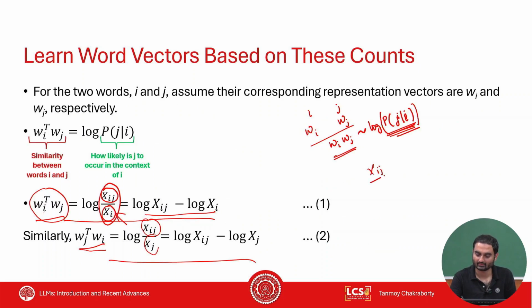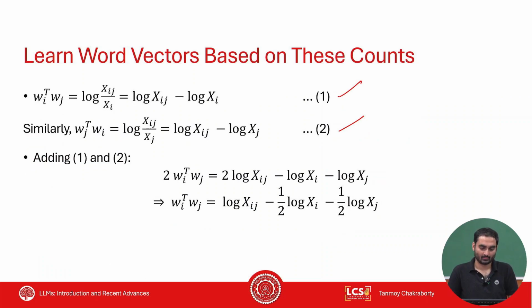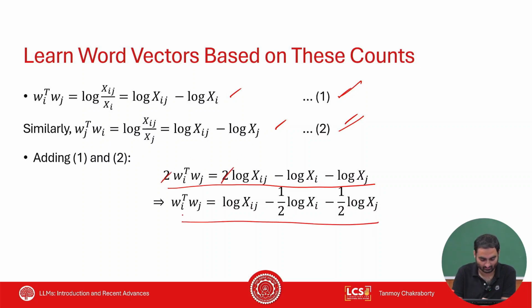So what is Xij? Xij is the count of i and j appearing together. And what is Xi? Xi is the count of i, meaning the sum of these row values. So these are two formulas. Now what we do, we add them. If we add them, this is going to be the resultant formula, right? We cancel this 2 and we move this 2 here. Now this is my resultant formula: wij equals log Xij minus half log Xi minus half log Xj.